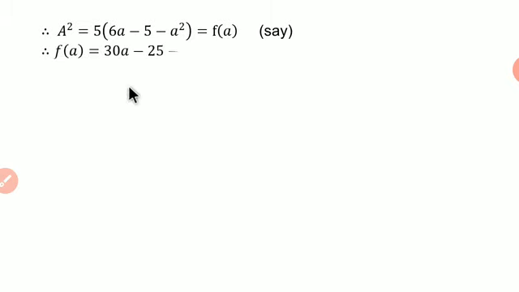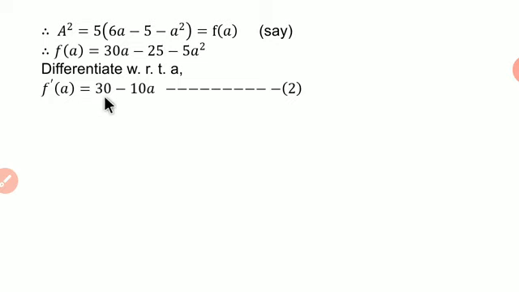And therefore, if we square on both sides, we get A square is equal to 5 into (6a minus 5 minus a square). Suppose we call this a new function of a, that is f of a. Therefore, f of a is equal to 30a minus 25 minus 5a square. Now differentiate this with respect to a, we get f dash of a is equal to 30 minus 10a.